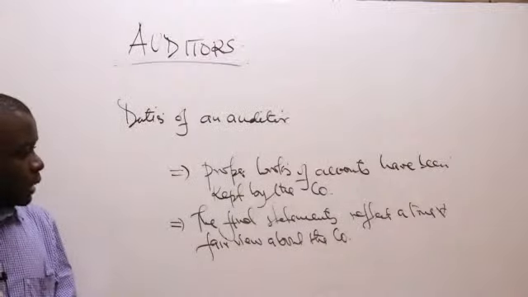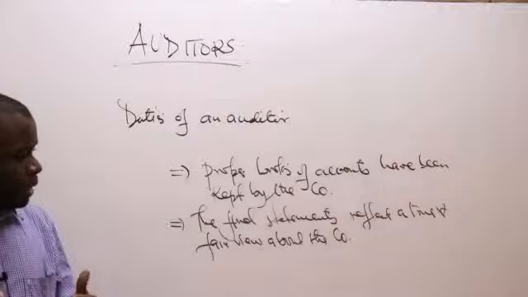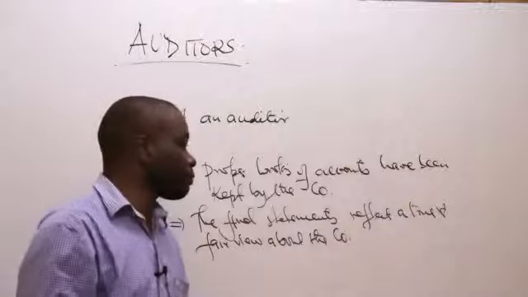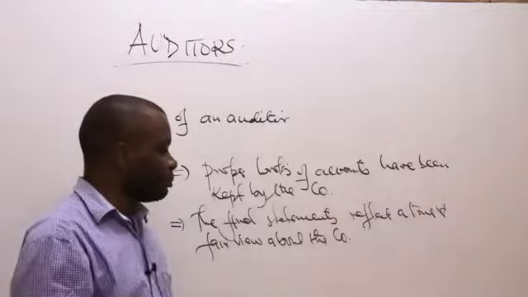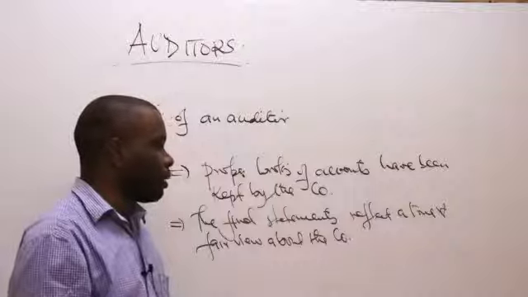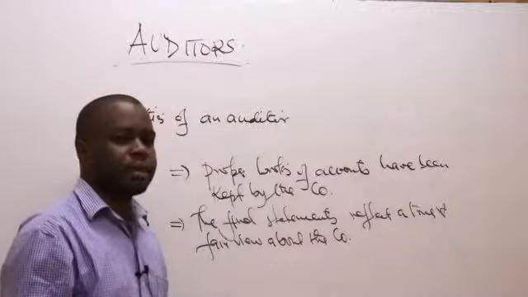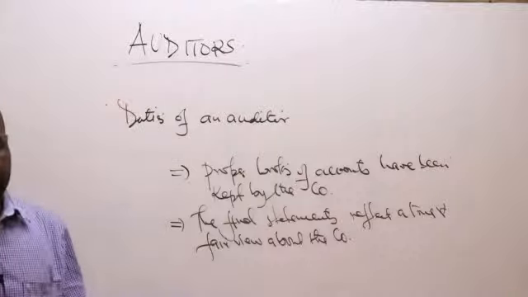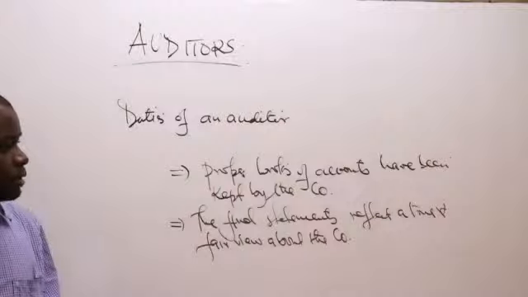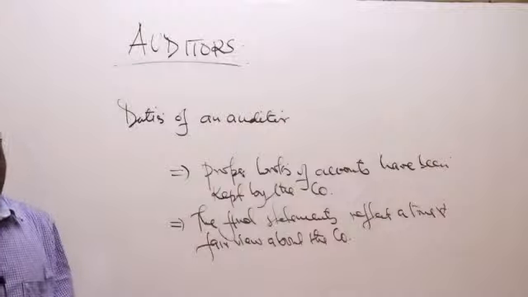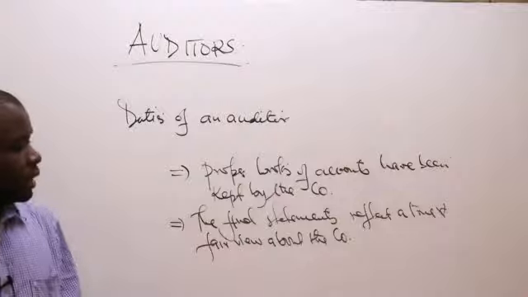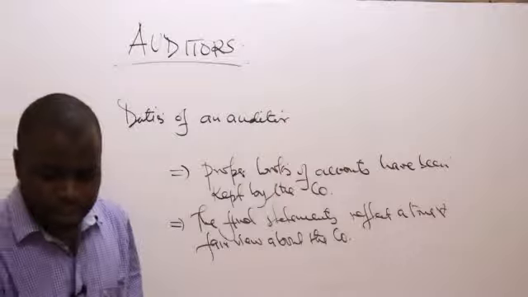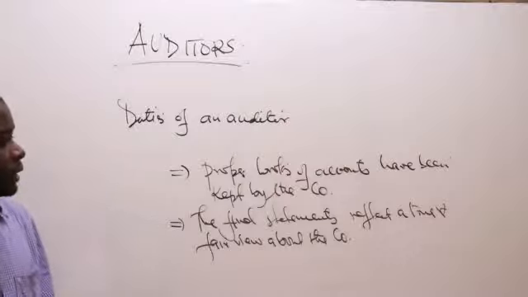Then of course, if it is a public company, he could go further and look at the remuneration of the directors. So you look at how the directors of the company are being remunerated. Are they following the requirements that have been set out by the members? For example, how much they're supposed to be remunerated as directors of the company. So that will be part of his duties or roles as an auditor of the company. So ensuring that proper books of accounts have been kept and the final accounts reflect a true and fair view about the company.